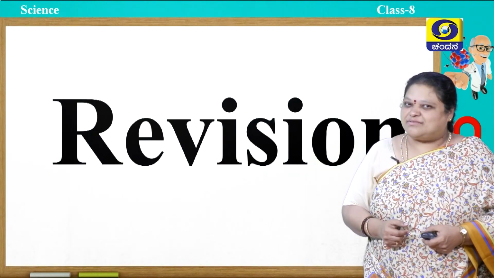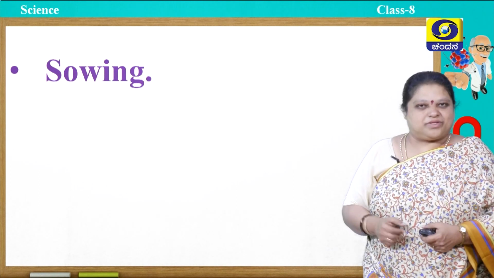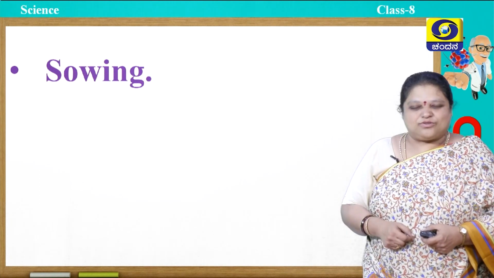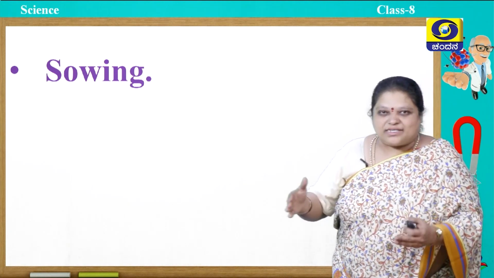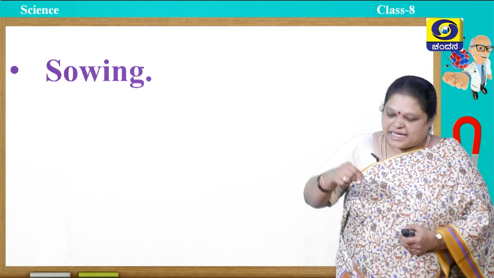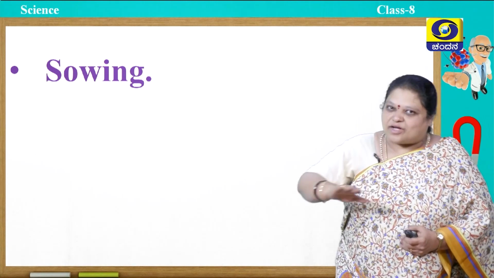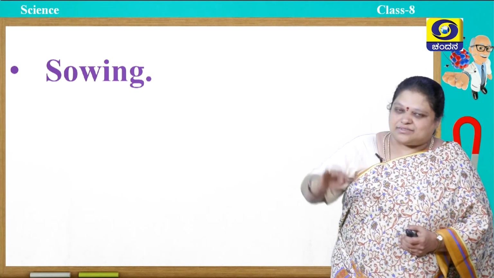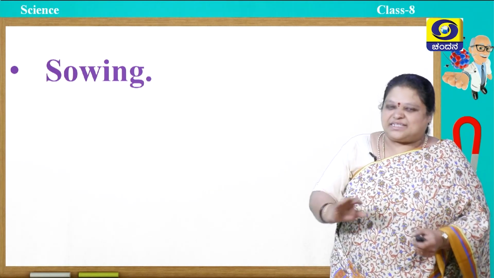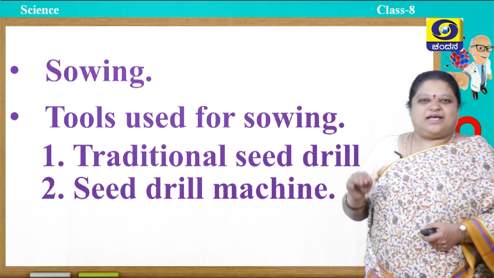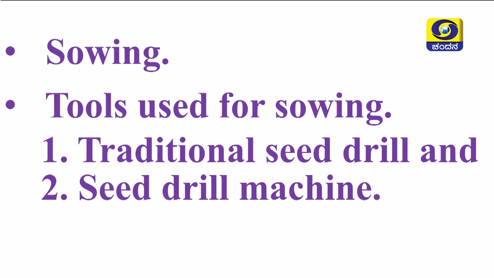So my dear children, today we learnt about how to sow the seeds. That means they have to be sown at equidistances, equidepth. Then you have to cover them so that the insects and birds do not eat the seeds. Like that we studied about sowing. Then the traditional methods of sowing, and using a seed drill. We also saw how we can use a seed drill machine.